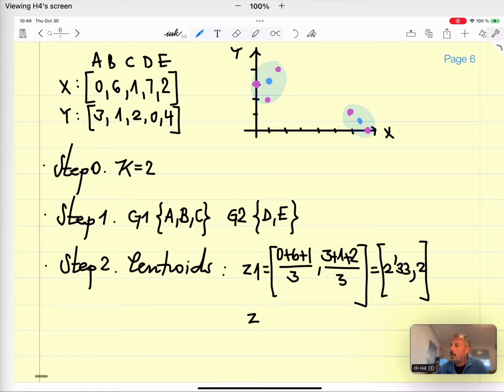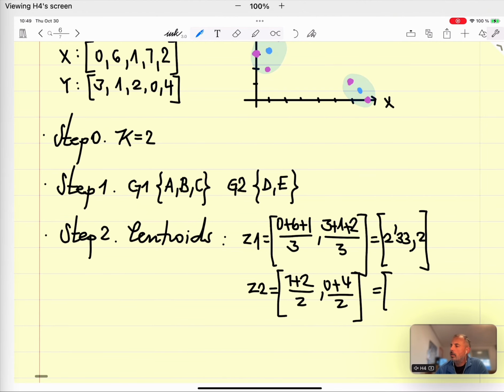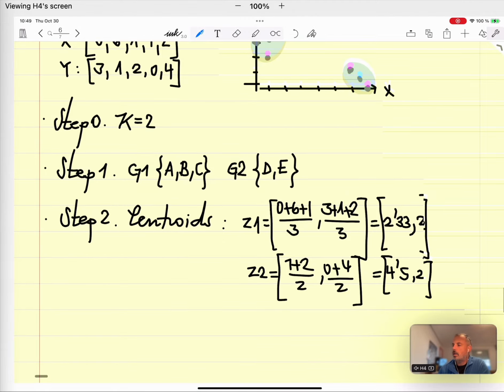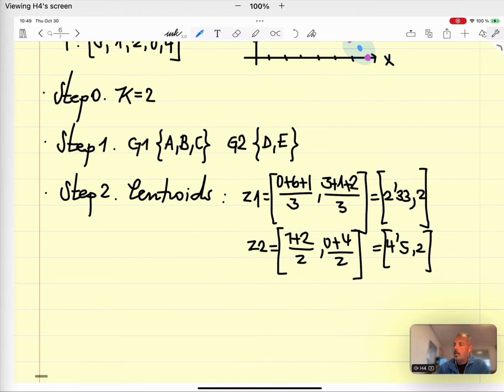The second centroid for group 2, I take the x coordinate of D and E, 7 plus 2 divided by 2, and then 0 plus 4 divided by 2. So it's 4.5, 2. I don't know why I have this 3.5 in my mind. Okay, so this is just calculating the centroids, the center of mass.